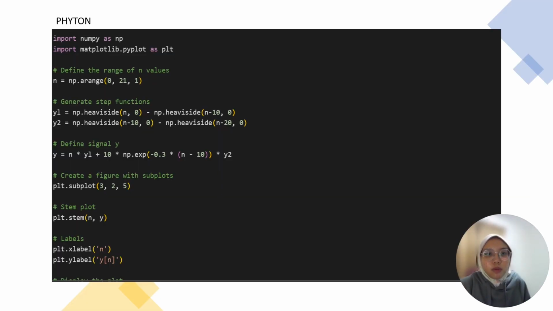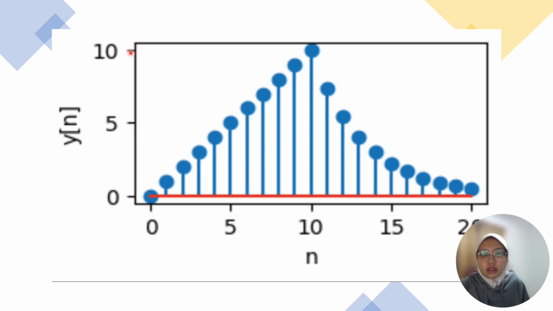So same as the other question, the Python coding is also similar to the MATLAB coding. The only difference is NumPy and Matplotlib. NumPy is for numerical operations and Matplotlib is for plotting. So this is the graph for Python. As you can see, the Python graph and the MATLAB graph are similar.